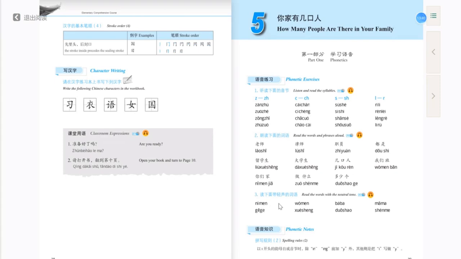Okay, please read again with me, because a neutral tone could be kind of challenging to some of us. So please read again these examples.